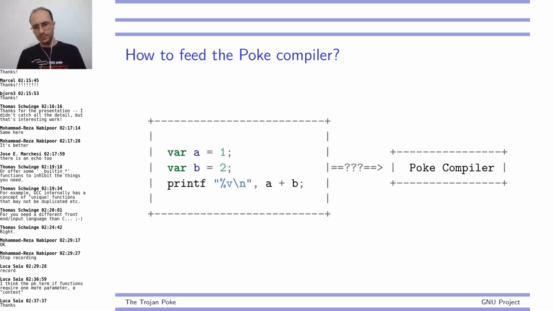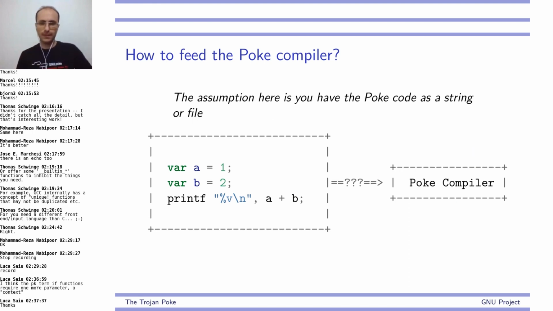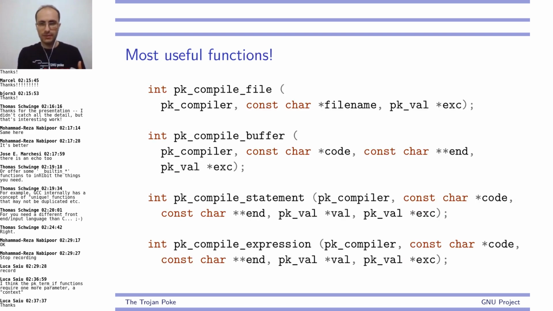So this is the problem. We have a Poke program here, and we want to give it to the compiler, to the Poke compiler. So how should we do that? How to feed the compiler, actually? And the assumption here is that we have the Poke code as a string or file. No, you have to have it.